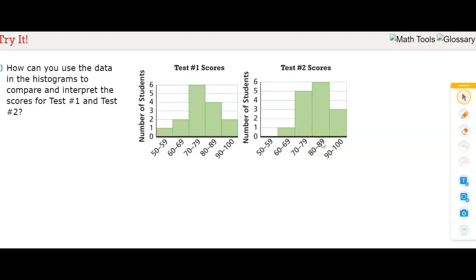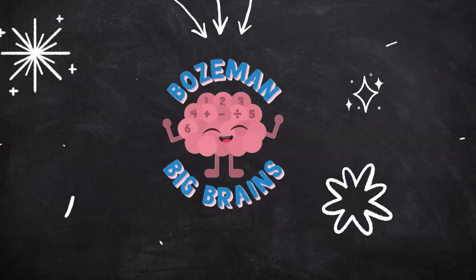So you would say that there was less variability in test number 2 than there was in test 1. You have a lot of variety here, a lot more spread out, whereas in test number 2, they're more toward the higher side of the range of data.